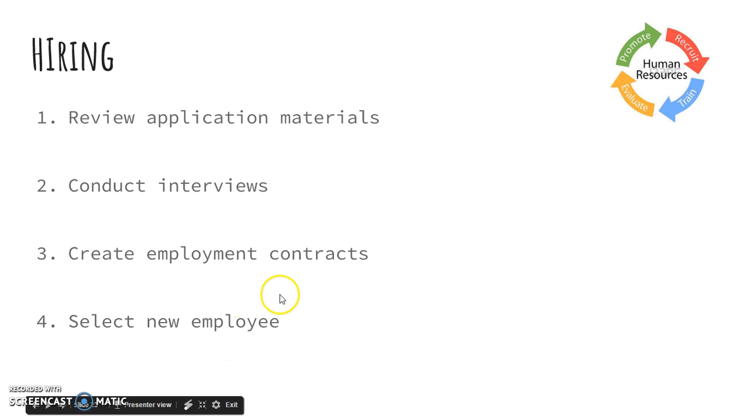The next step in the process would be to create employment contracts. So maybe we have somebody who we like that we are willing to offer the position to, and therefore we are going to show them and possibly make them aware of a contract that they would have to commit to if they were to accept the position. And then finally, after that, if we still have an agreement and we want to move forward, we then select our new employee.